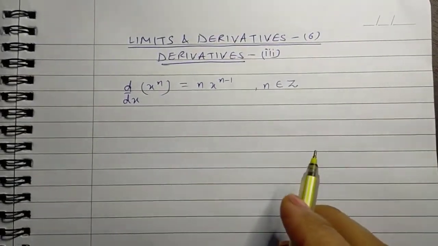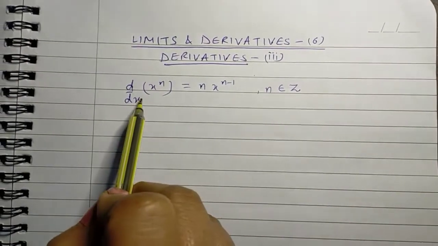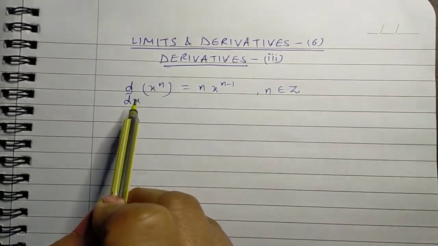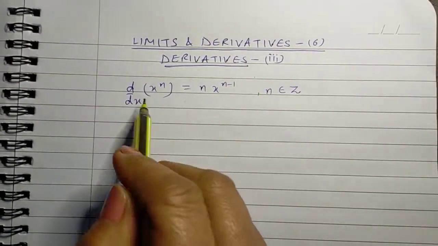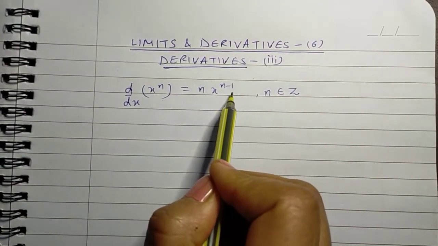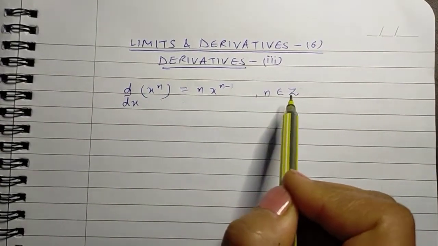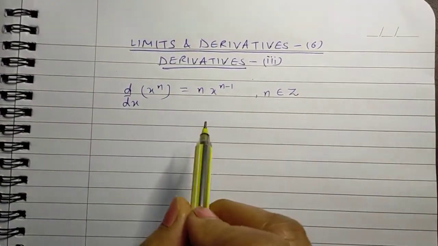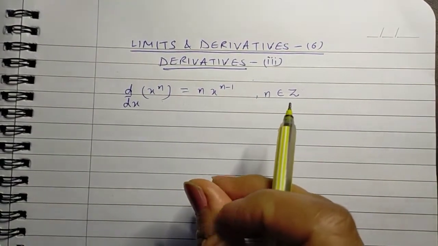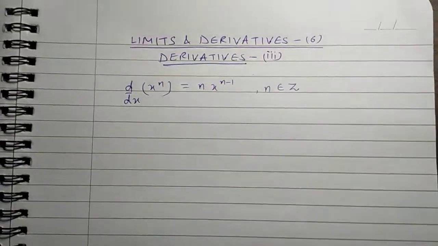Hello students. Let us now proceed with our discussion on derivatives. In my previous videos, I had introduced you to the identity: the derivative of x raised to the power n is n x raised to the power n minus 1, where n is any integer. Let us see whether it is satisfied for real numbers also, that is, for fractions also.